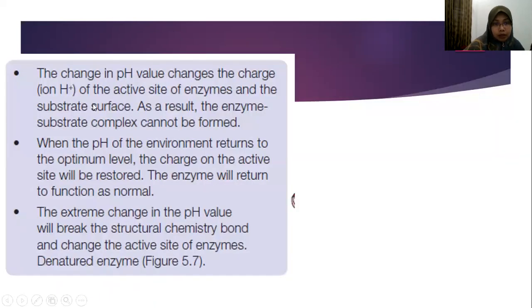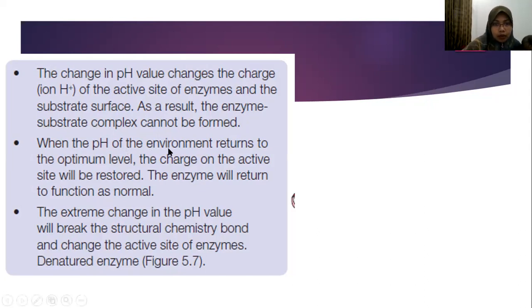So what happens if there is any change in pH value? The change in pH value changes the charge, the H+ ion charge, of the active site of the enzyme and the substrate surface. So any change in pH value will change the charge in the active site. As a result, the enzyme-substrate complex cannot be formed. Why? Because the substrate cannot complement the shape of the enzyme.